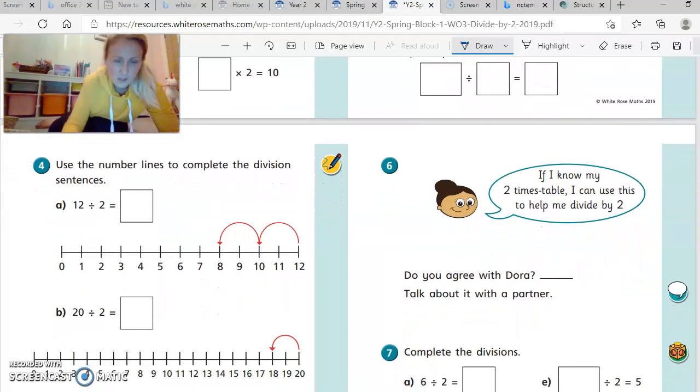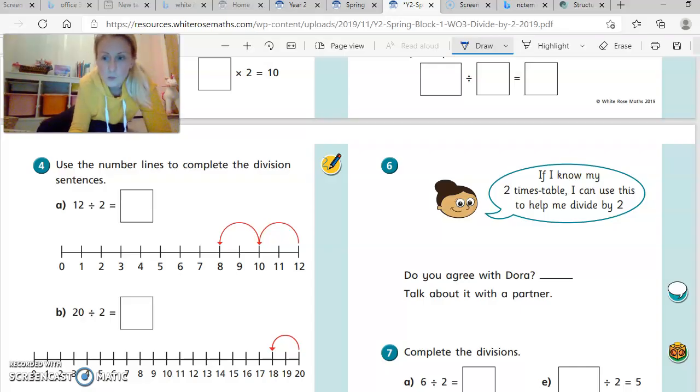Oh, let's have a look at this number sentence. Use the number lines to complete the division sentence. 12 divided by 2. Okay, so how are we going to do that on this number line, do we think? So I think what we might do now is we might stop this video here. No, do you know what? We're going to stop that lesson there for today.